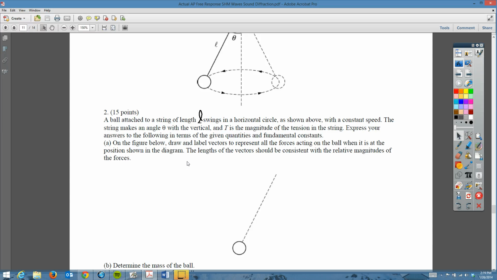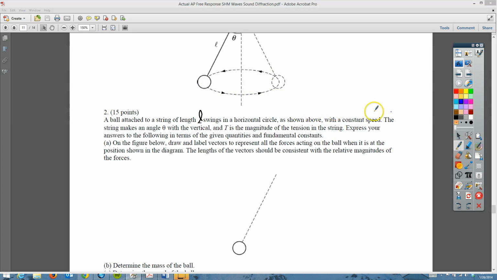Hey there again. This is 2002 Form B, question number 2, and this one has to do with a complex pendulum. This pendulum, instead of just going back and forth in a normal motion, is actually going in a circle. But it's still a pendulum, and it's still a ball going in that situation. There is a part here for period and frequency, but a lot of this we can do without any knowledge of simple harmonic motion.